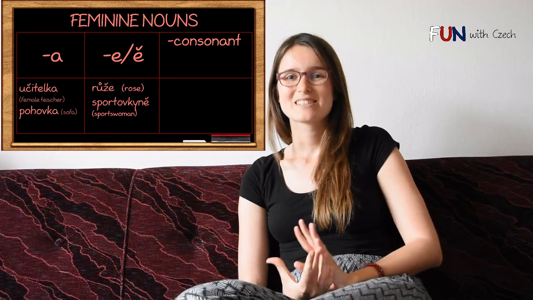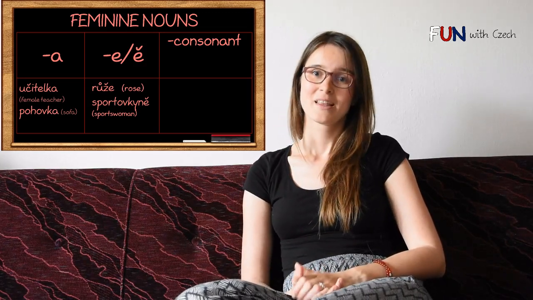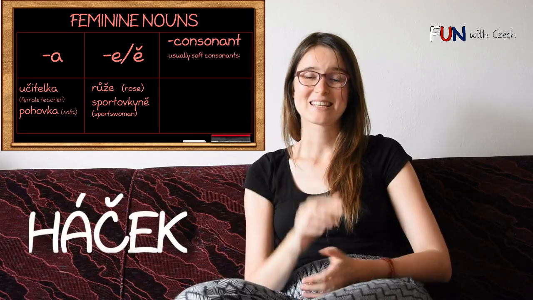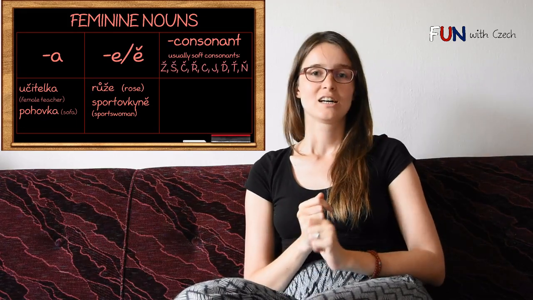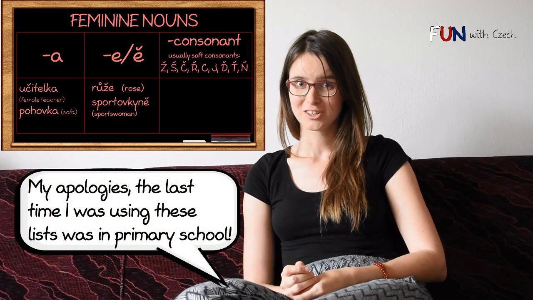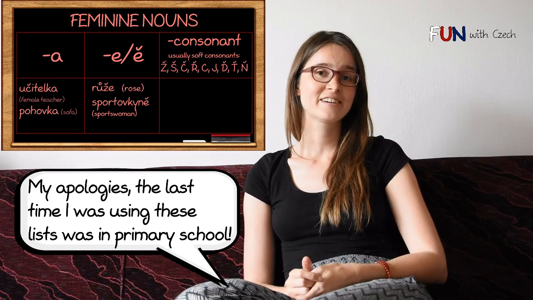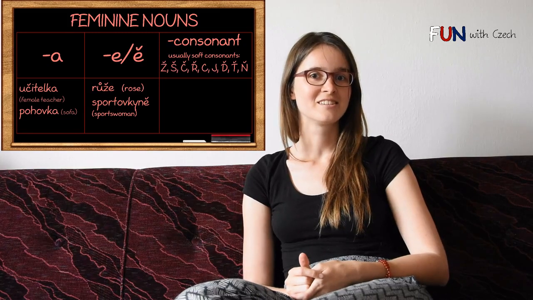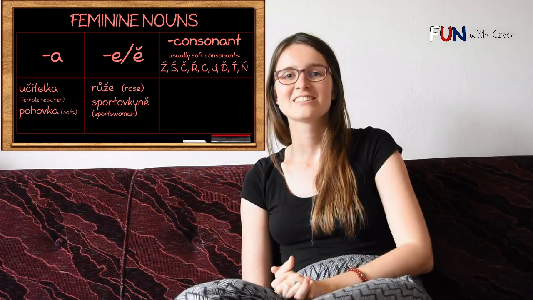And usually it's those ones that sound really weird to the speakers of English, for example. They are the ones which have the háček on them, like this sign. So, soft consonants. Ž, č, š, ř, c, j, g, j, ň. Ž, š, č, ř, c, j, g, j, ň.